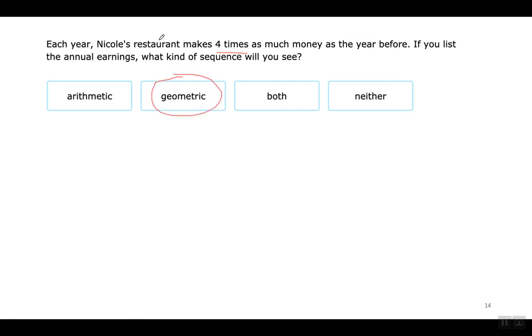Cada año, el restaurante de Nicole gana 4 veces la cantidad de dinero que hicieron el año anterior. Así que 4 veces lo que tenían el año anterior. Cada vez están multiplicando por 4, así que es geométrico.